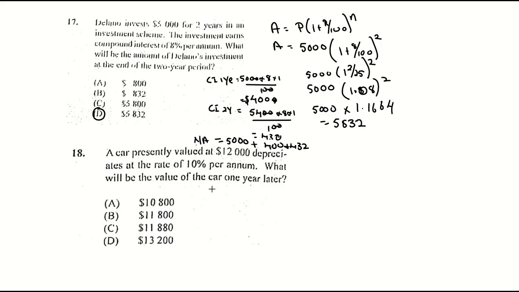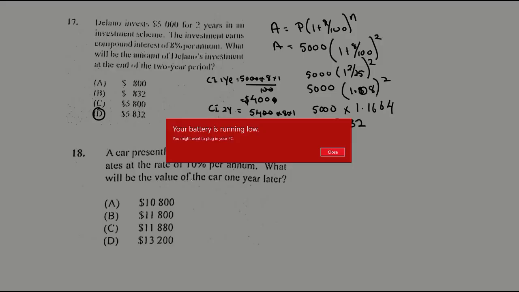A car presently valued at 12,000 depreciates at a rate of 10% per annum. What will be the value after 1 year? That is 10.